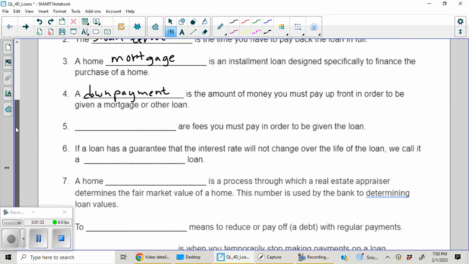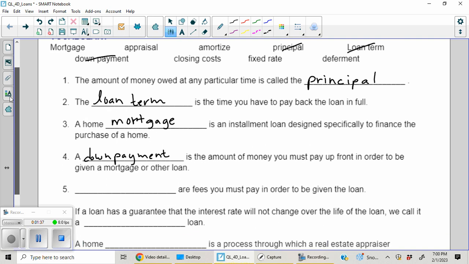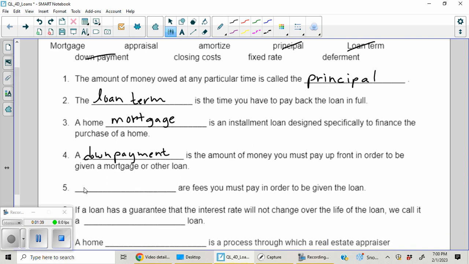The fees in which you pay to be given the loan, those are called the closing costs. And sometimes you can purchase a home, and in the negotiation, you can sometimes get the seller to pay the closing costs for you.